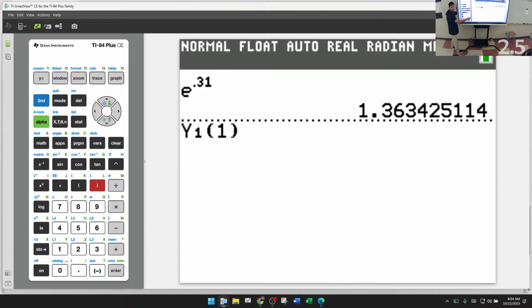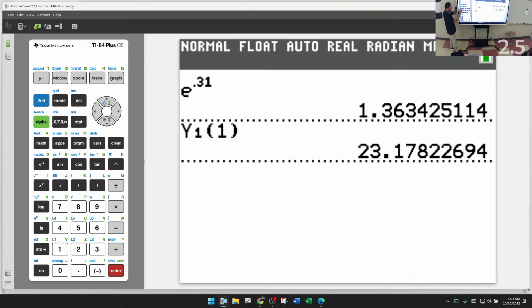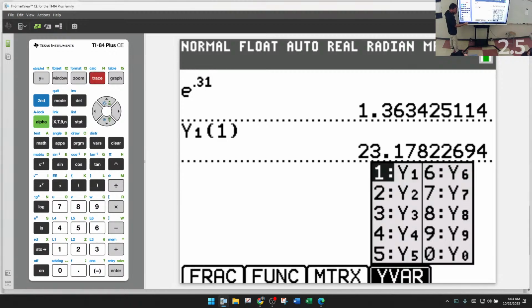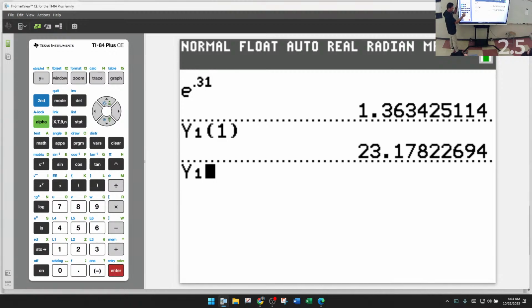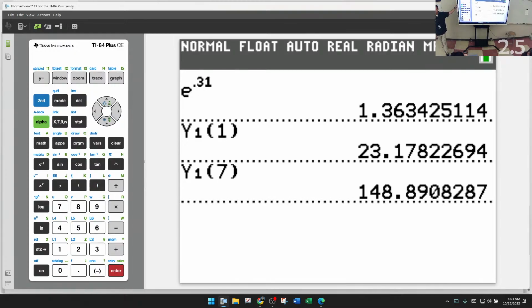Y'all kind of see that? That's f of 1. And then alpha trace. And that's f of 7. Don't round until the very, very end.